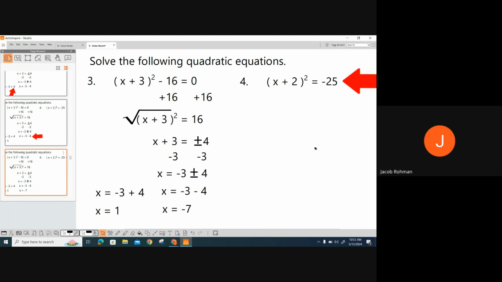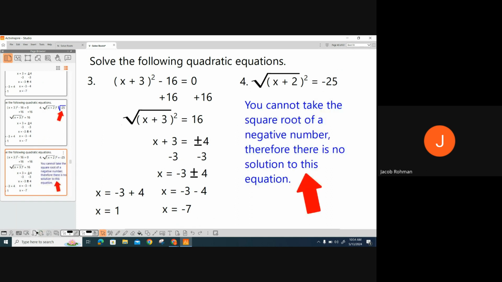Next, when we look at this equation up here, we notice it's just the binomial squared. So we can start solving this by taking the square root of both sides. But when I take the square root of negative 25, if you were to type that into your calculator, it's going to be an error code, or maybe a domain error, something like that. And the reason for that is you cannot take the square root of a negative number. So therefore, in this case, there is no solution to this equation.